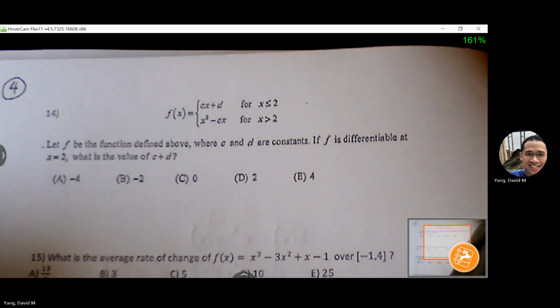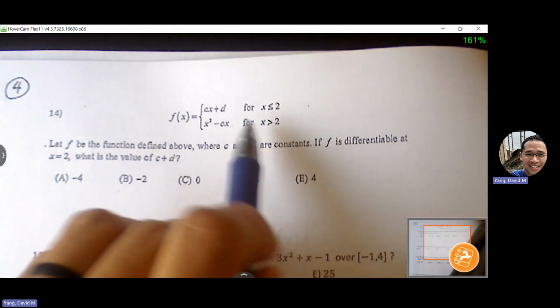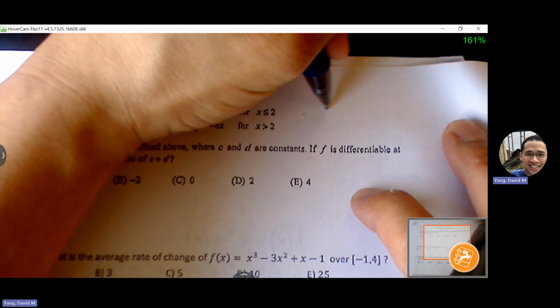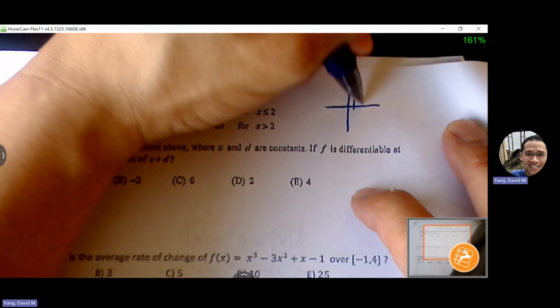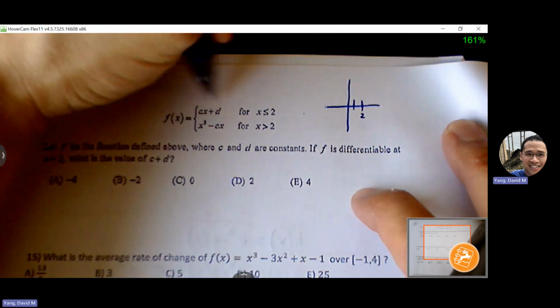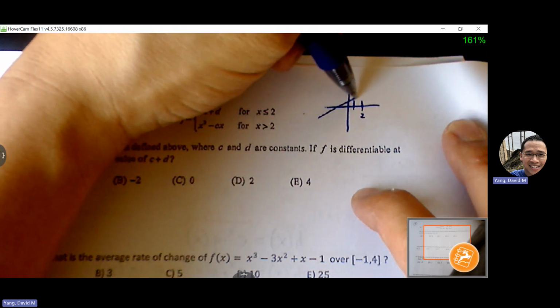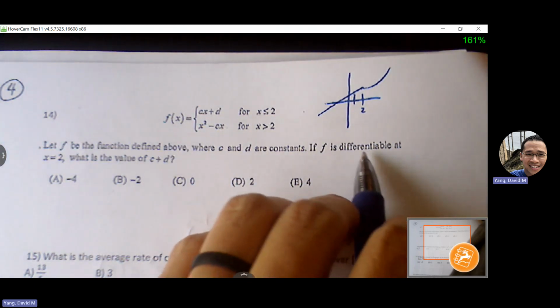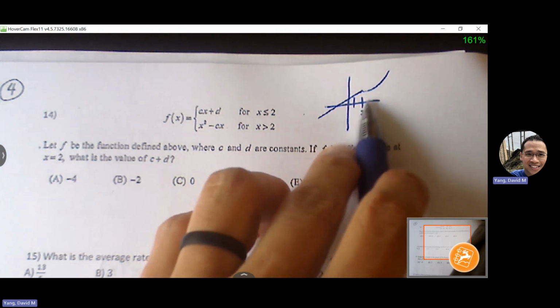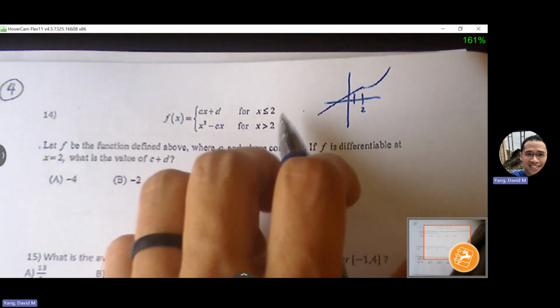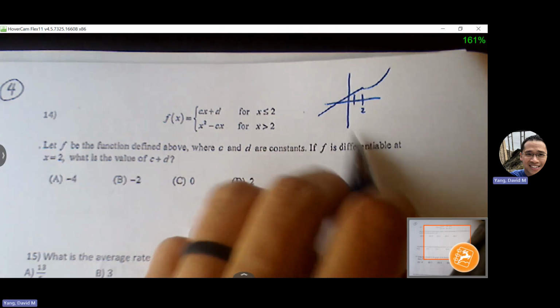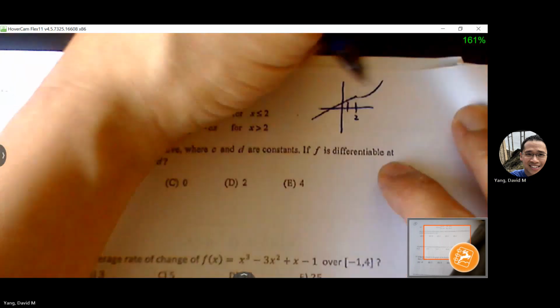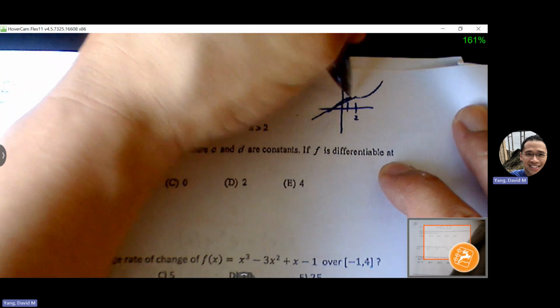So we know that this graph is split on either side of 2. I'm not going to pretend I know what this graph could look like, but one side is going to be a line. The other side is going to be a curve. But we do know that f is differentiable at 2. So that means not only is the graph connected, it's also going to be what?